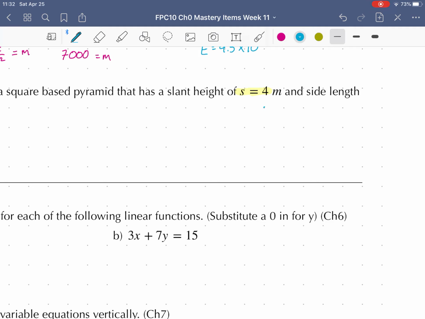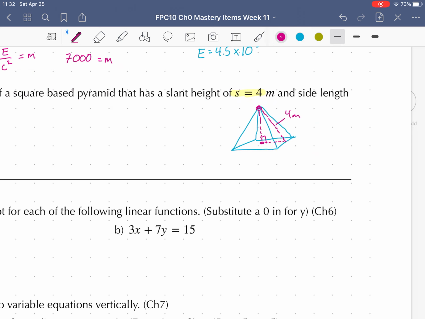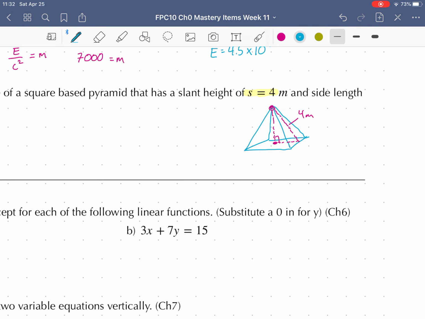So I'm going to sketch out a pyramid. Hey, that's not a bad pyramid. And I know I'm trying to figure out my perpendicular height here. I know my slant height is 4 meters. And I know my total length is 6 meters. I'm going to put that in blue. It's 6 meters here, which means that this is 3 meters.